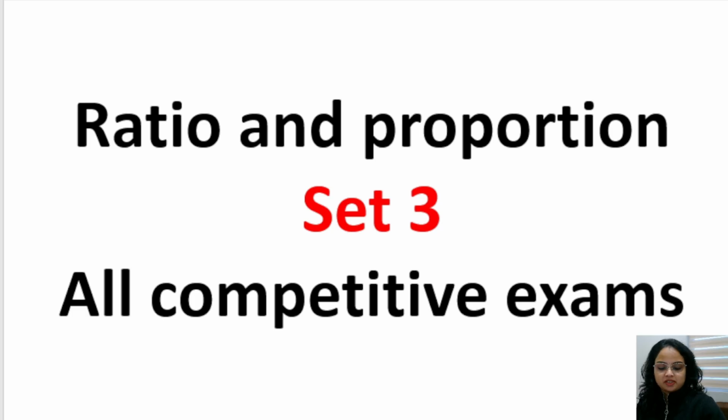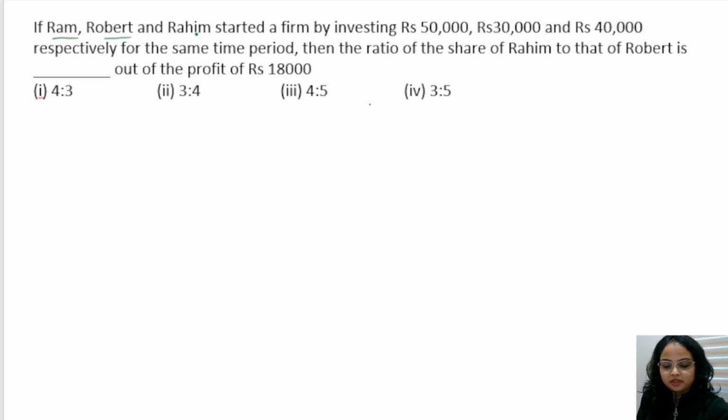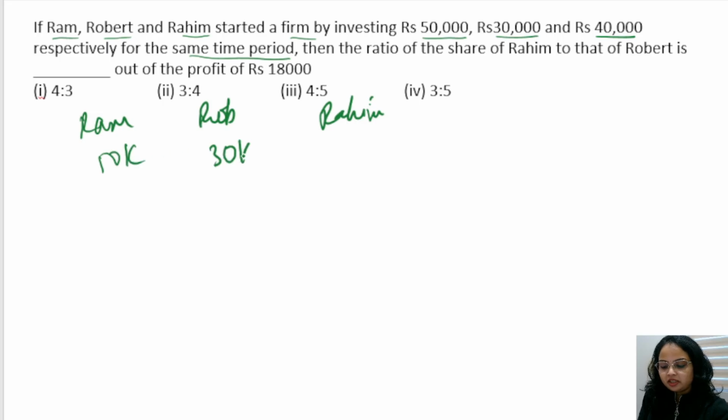all competitive exams. First one: if Ram, Robert and Rahim started a firm by investing 50,000, 30,000 and 40,000 respectively for the same time period. Okay, this is Ram, this is Robert and this is Rahim. They invested 50,000, 30,000 and 40,000, and the time period is same, then the ratio of the share of Rahim to that of Robert is what? And the total profit is 18,000.